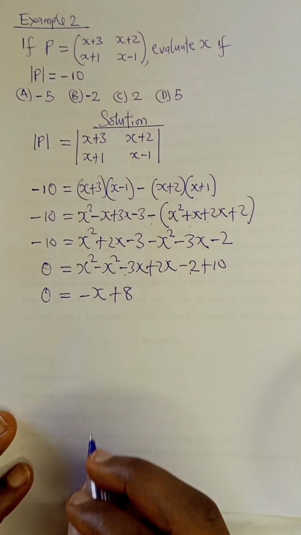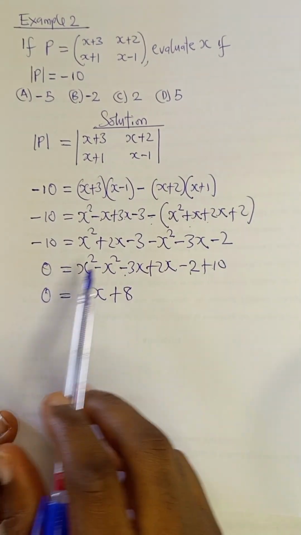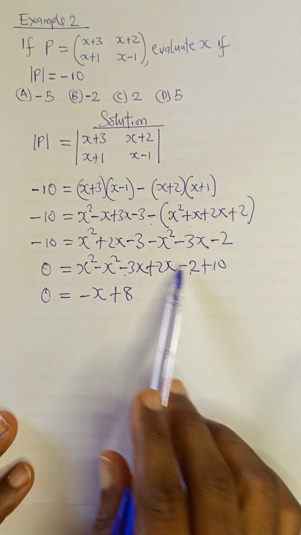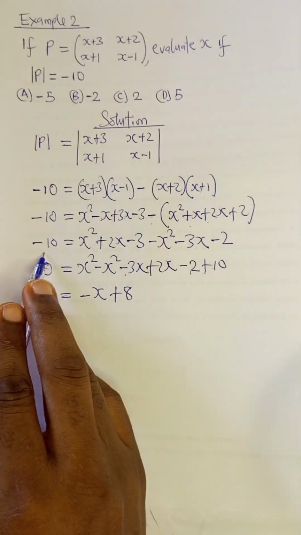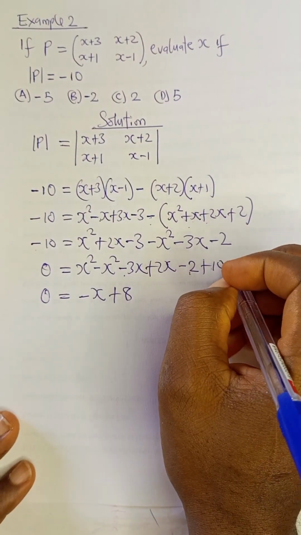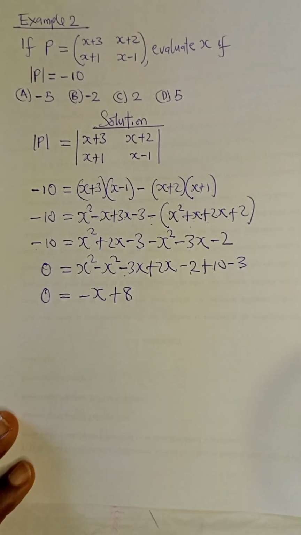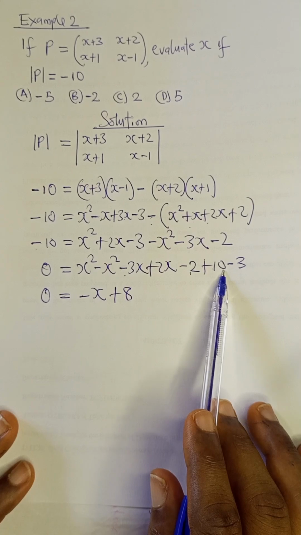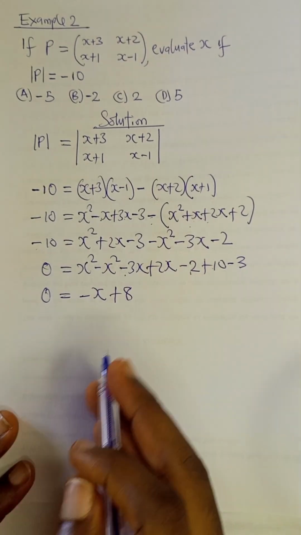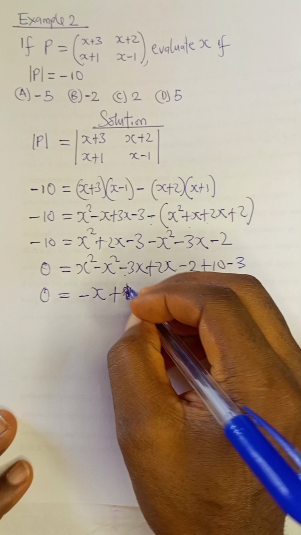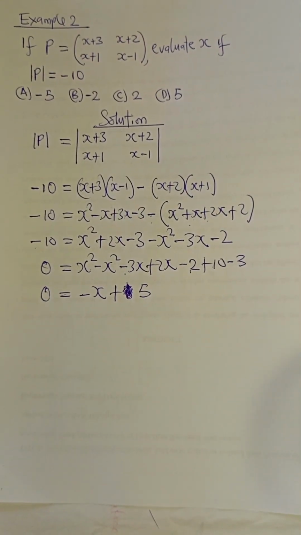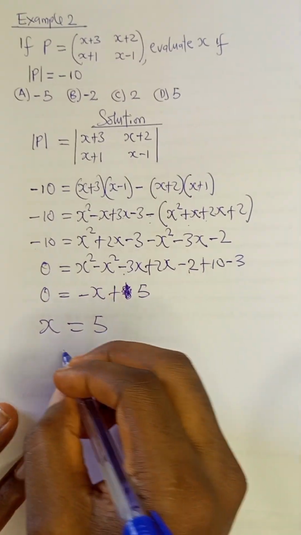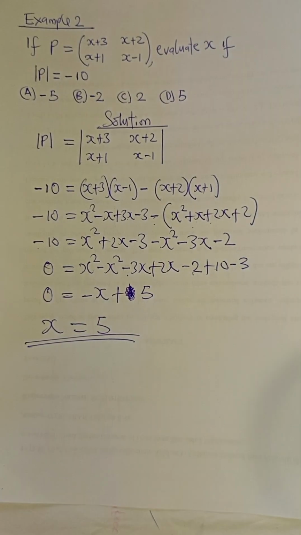Are you with me now? Okay, I missed adding this one here. Look at this minus 3. It's not here yet, so let's bring it down. Before this minus 10 comes here, we're supposed to have the minus 3, but let's include it here. Minus 3. So here now we have minus 2 minus 3 minus 5. Minus 5 plus 10 will give us positive 5, not 8. So what do we do next? We collect like terms. x is equal to positive 5. That is the value of x.